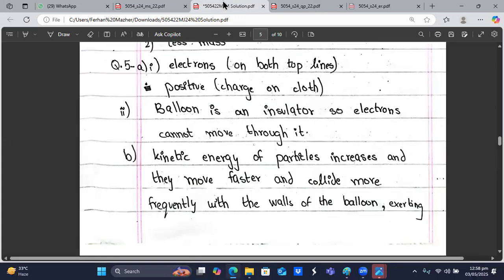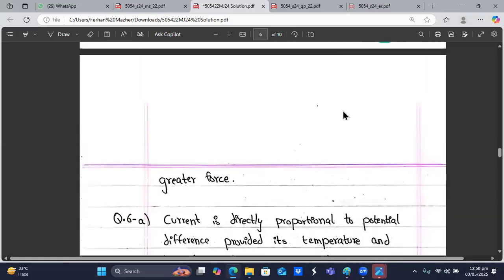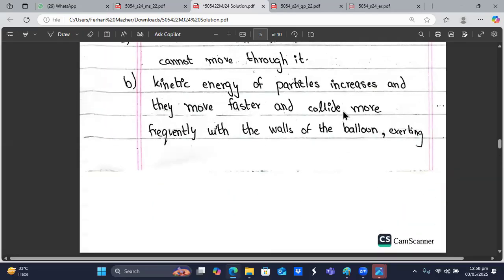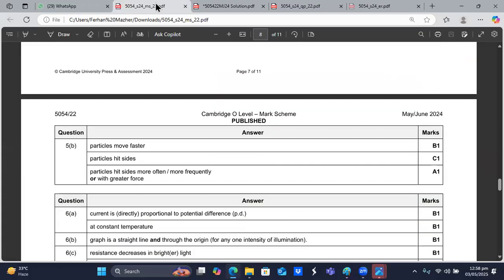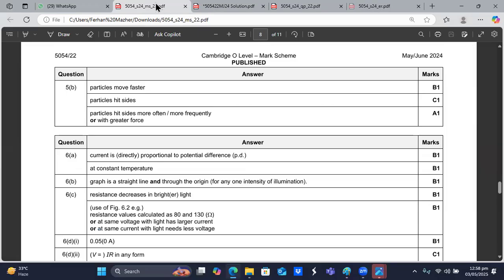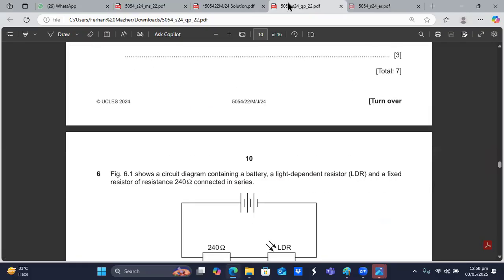Kinetic energy of the particles increases and they move faster and collide more frequently with the walls of the balloon, and they are exerting greater force. Okay, so this is what the IMA has written. So let's see what the marking scheme says. Marking scheme says that the particles move faster, particles hit the sides more often, more frequently, or with greater force. So this is what the marking scheme said. I hope you can write this answer.